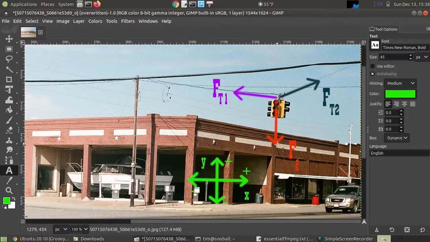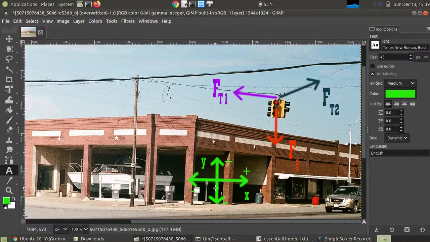Obviously the force of gravity acts downward, and we've got tension running along the wires in these two directions. And there's two tension forces. Ft1 and Ft2 are neither horizontal nor vertical. They're both. We have to follow the Vegas rule: what happens in x stays in x, what happens in y stays in y.